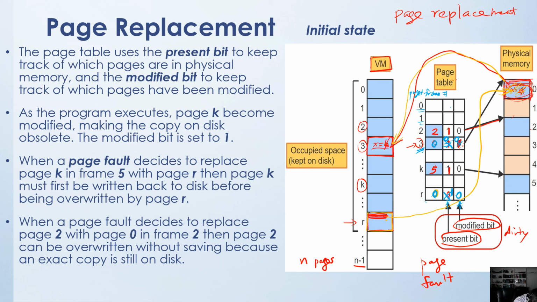That's why we need the modified bit. If the modified bit is 0, and we want to replace a page which is currently in the physical memory, you can simply replace this page without copying the value back to the virtual memory, because there's no need to do this when it's not modified. So the page in the physical memory is the same as the page in the virtual memory, right?